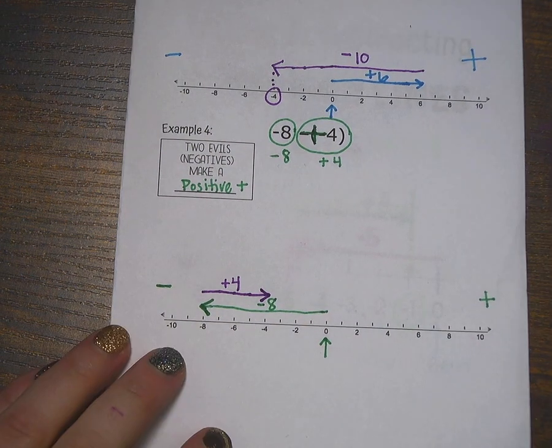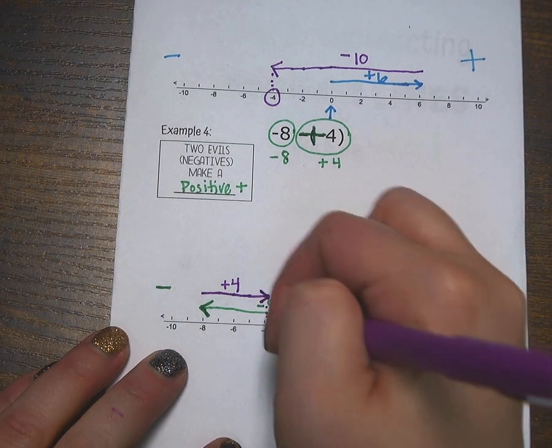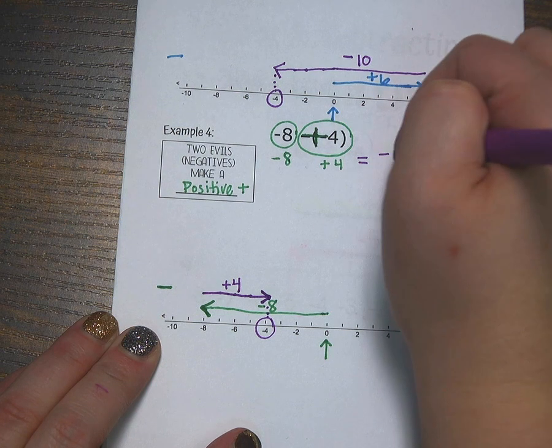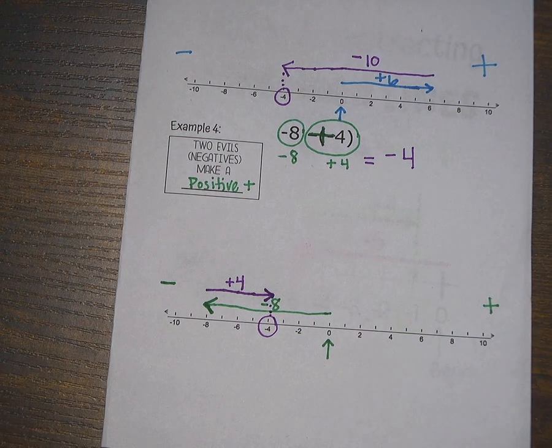And then where did we end up? If we trace that down, boom, boom, boom, we ended up at negative 4. So the solution to this should be negative 4. And that is how we solve integers for adding and subtracting on a number line. Easy peasy, guys.